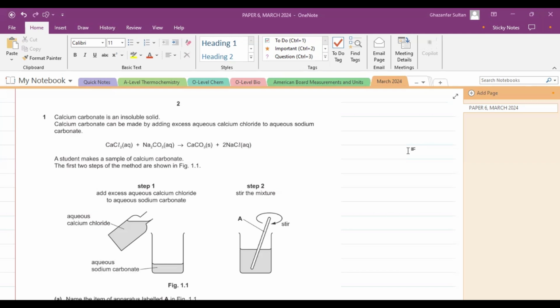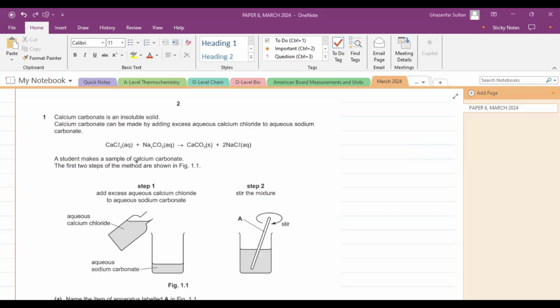Okay, so calcium carbonate can be made by adding excess of aqueous calcium chloride to aqueous sodium carbonate. So this calcium and carbonate combine together to produce white precipitates. Okay, so this is the precipitation reaction.